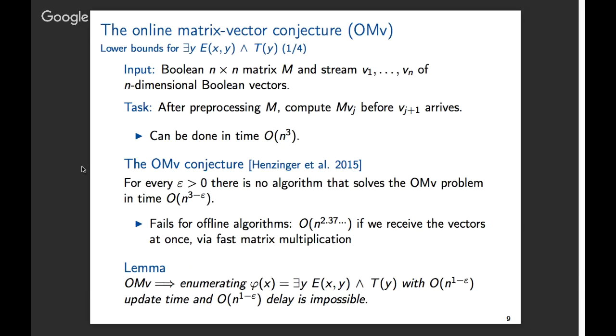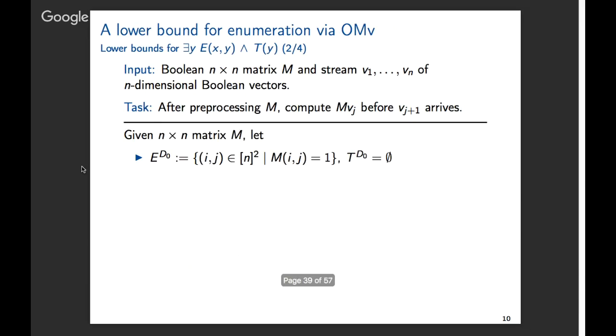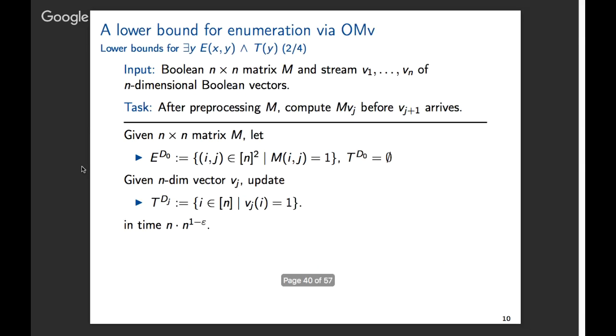One thing we show is that if we believe in the online matrix vector multiplication conjecture, then enumerating this specific query is hard. The proof is also not very difficult. We let the relation E be the relation that characterizes the matrix M. So we have one edge between two numbers if and only if the entry in the matrix is 1. And then we let the relation T characterize the vector Vj after every update.